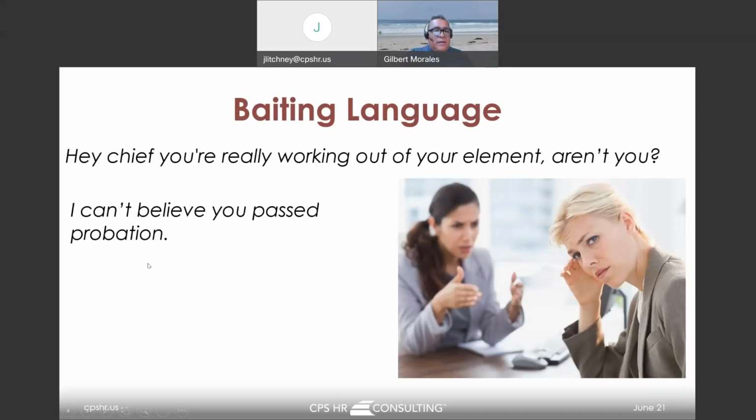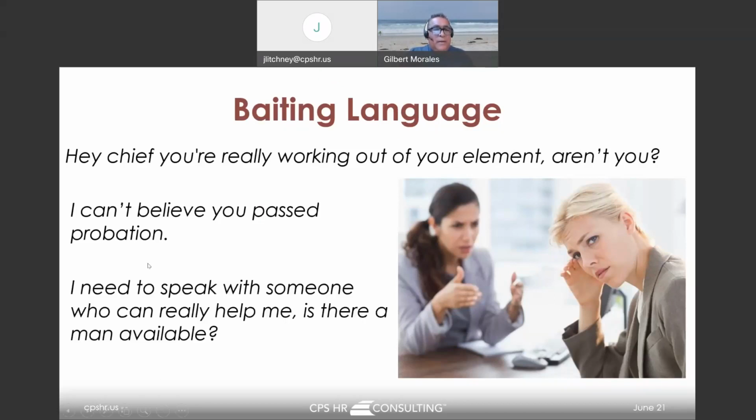Here's another thing. "I need to speak with someone who can really help me. Is there a man available? Leanne, is that your name? Can I speak with someone else? Someone who can really help me? Can I speak to a man? Is there a man here?" And so this is baiting language.